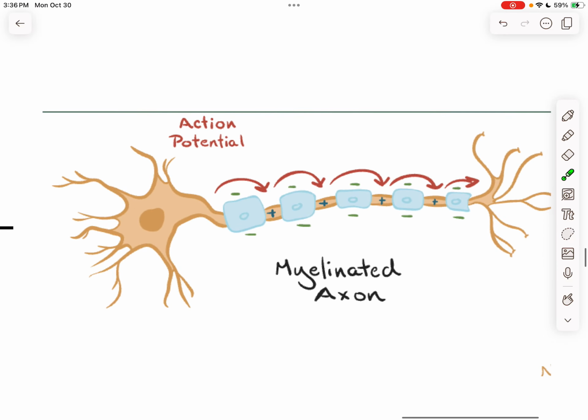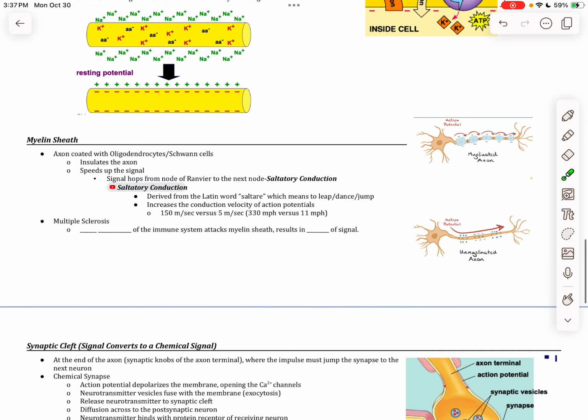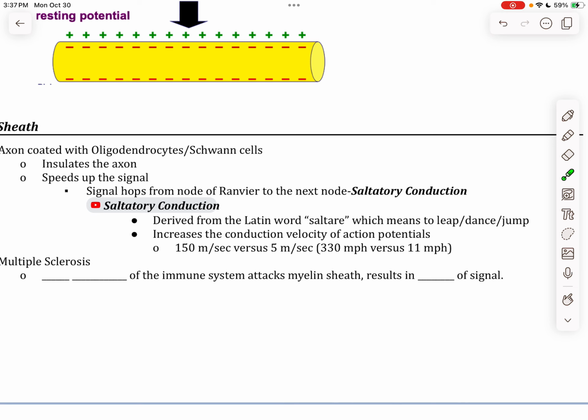So take a look at a myelinated axon. You'll see that the signal is not going all the way through like this, but rather it is hopping the nodes. And so actually the speed of the hopping is much faster. I have the statistic there that it is 330 miles per hour versus 11 miles per hour if you were going to travel the whole length of an axon. So the hopping part is called saltatory conduction. Saltatory conduction comes from the Latin word saltere, which means to leap, dance, or jump. So that increases the conduction velocity of your action potentials.